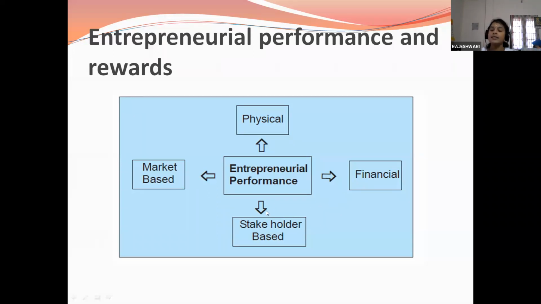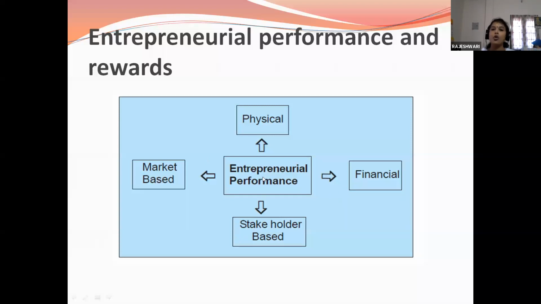Financially means sales growth and financial growth. We are selling more products. If we launch one new product, we get more product sales and we are getting more profit. That is the financial performance.